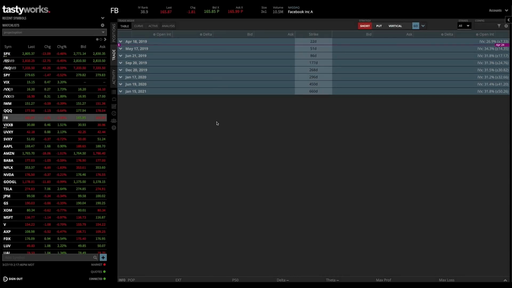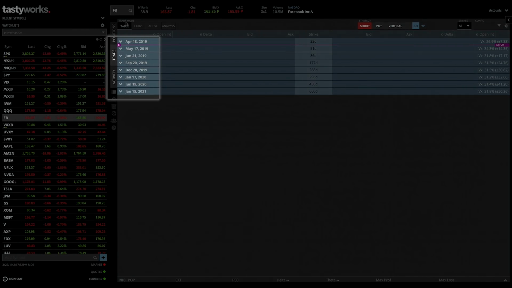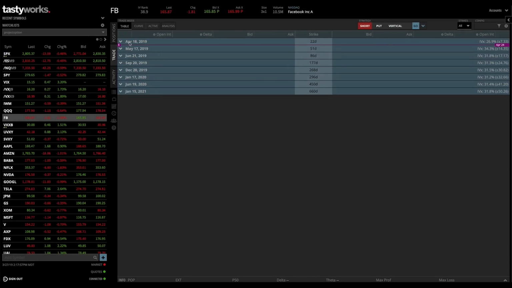So I've just opened the Tastyworks trading platform, and right now I am on the Facebook trade page, and here we have all of the different Facebook options listed out in terms of their expiration dates from April 18th, 2019 all the way through January 15th, 2021.